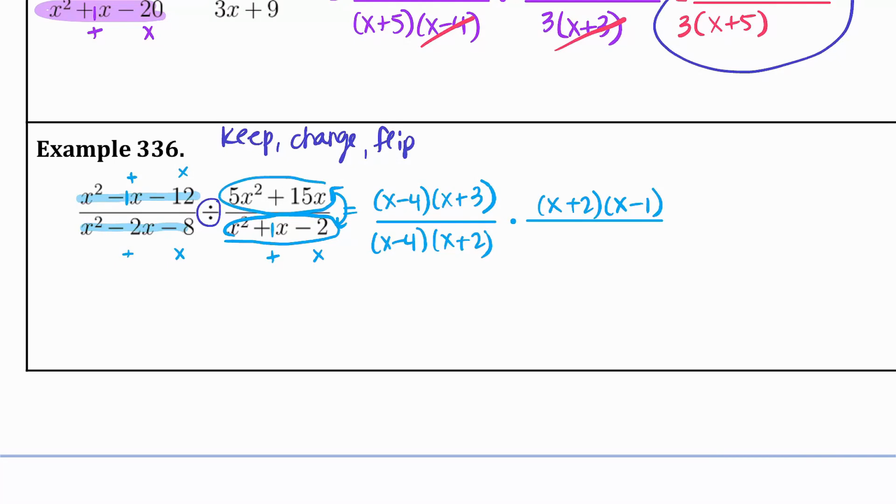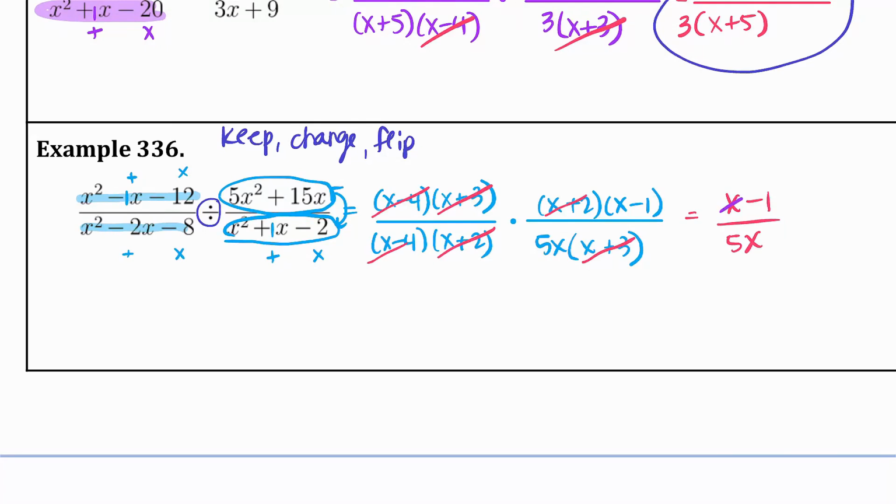And then I've got this thing on bottom. It looks like I can just factor out a 5x. If I do that, I'm left with x plus 3. All right, so we did keep, change, flip. Now we're going to cancel common factors. We've got a common factor here, x plus 2 on top and bottom, x plus 3 on top and bottom. So the only thing we're left with on top is an x minus 1. The only thing we're left with on bottom is a 5x.